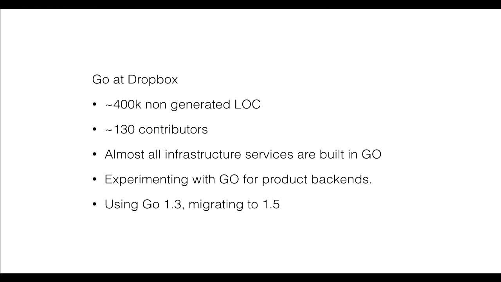After all that, I'll give you a picture of what's happening currently at Dropbox on the Go side. We've got around 400,000 lines of non-generated code, actual code humans wrote. Around 130 people write code in it, and the general trend is that people become productive in it very fast. Almost all of what we would call infrastructure is built in Go today, and all the new things that we build are in Go. We're starting to experiment a little bit with the product backends too. That stuff is still in Python, but that's more of a different battle.